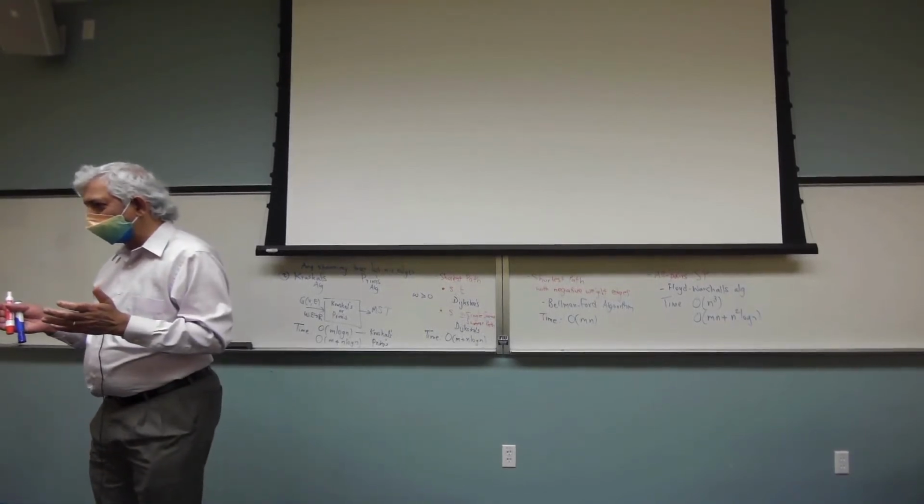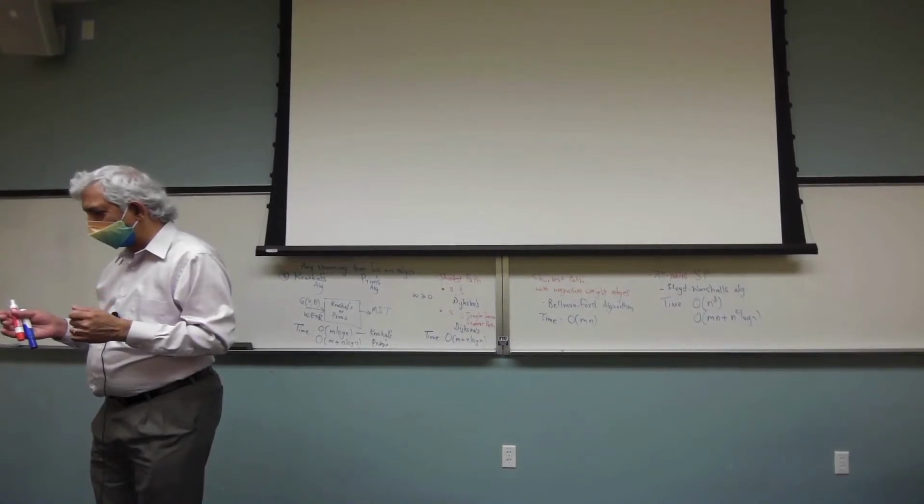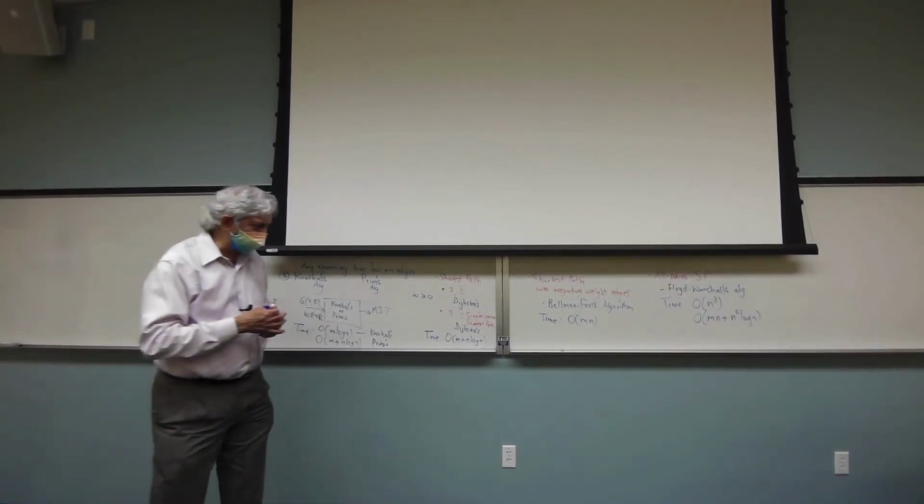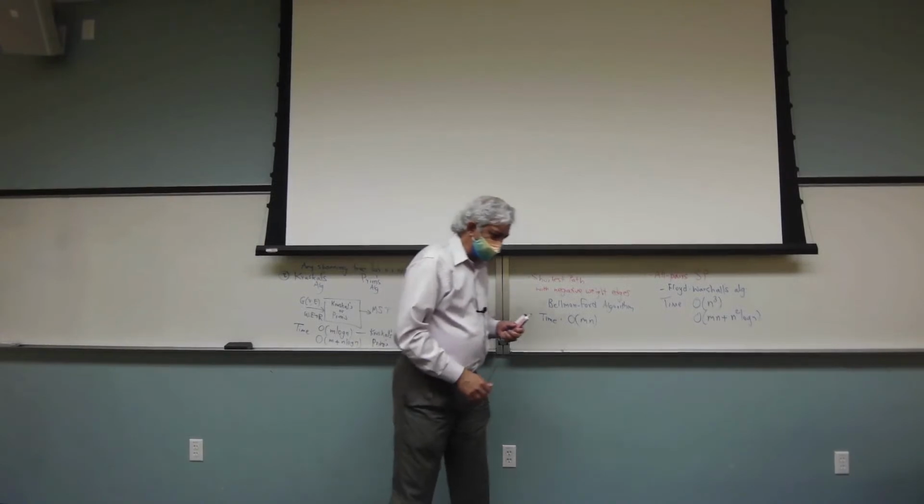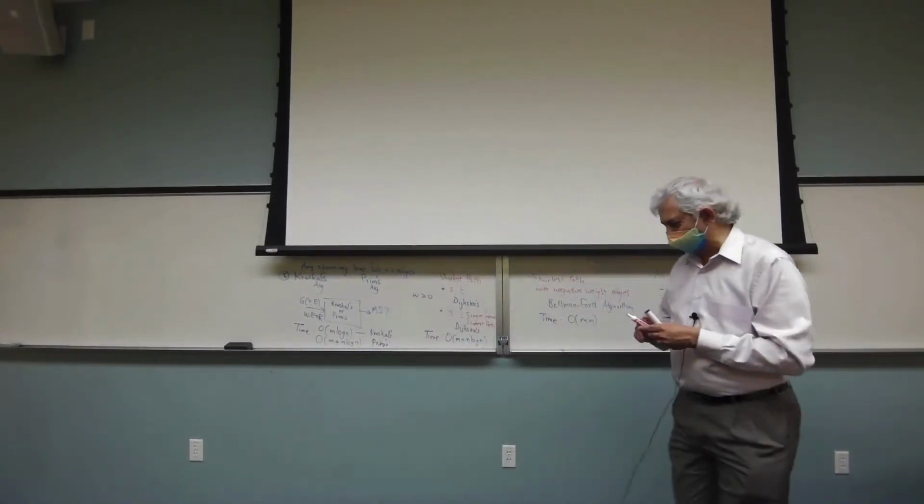I see. So it takes basically all pairs of vertices in the graph and finds the shortest path that connects all of them. That's right. Well, don't confuse finds with gives you.